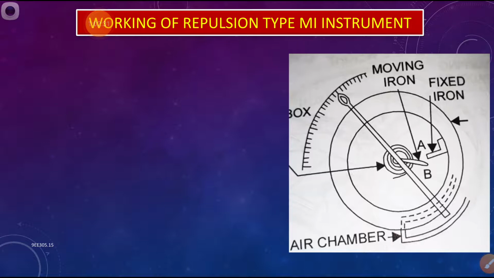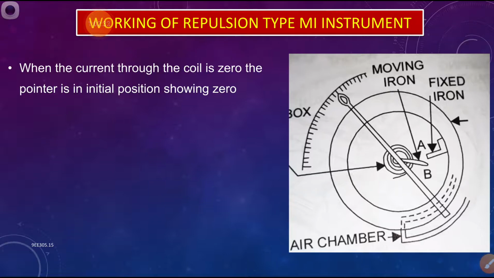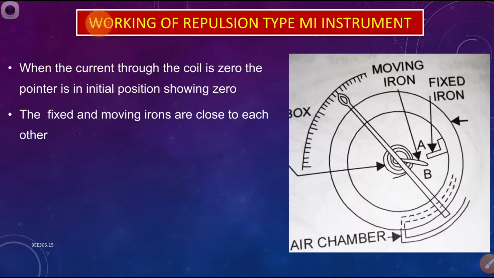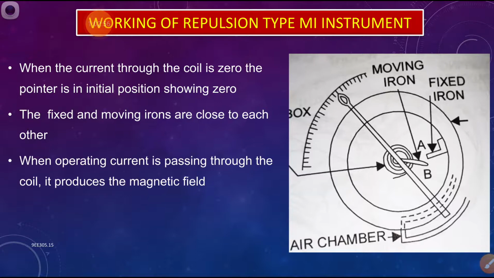Okay. Now, salient points. When the current through the coil is 0, what happens? The pointer stays in the initial position showing 0 only. There are no magnetized iron pieces inside the coil, so no repulsive force arises. The fixed and moving irons are close to each other, with just an air gap.